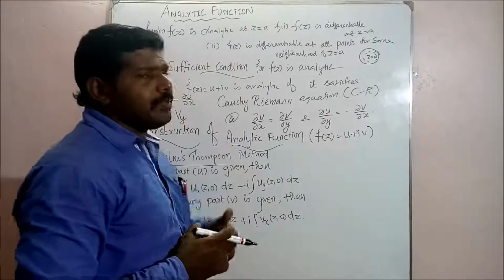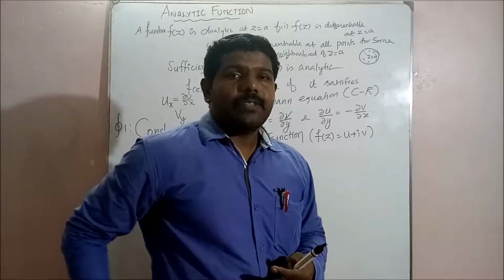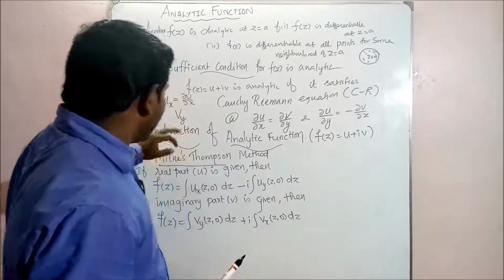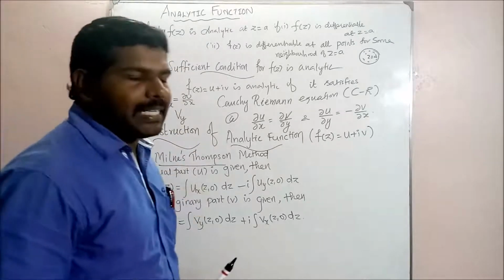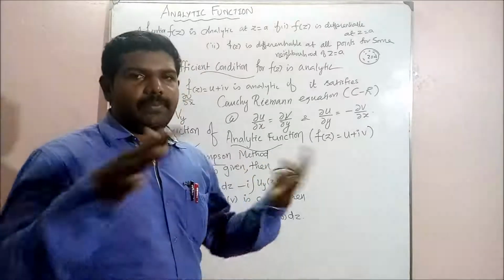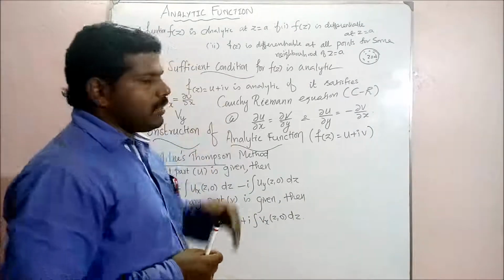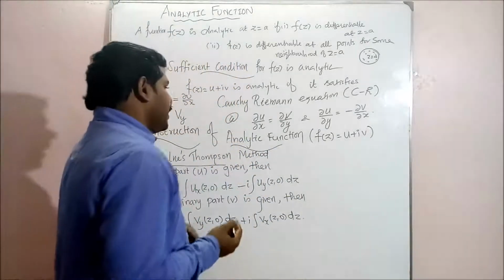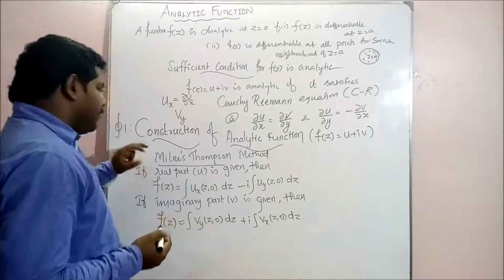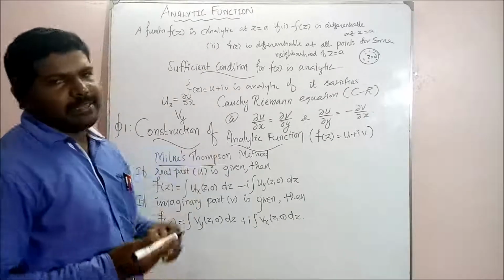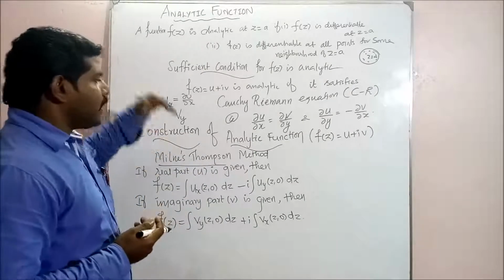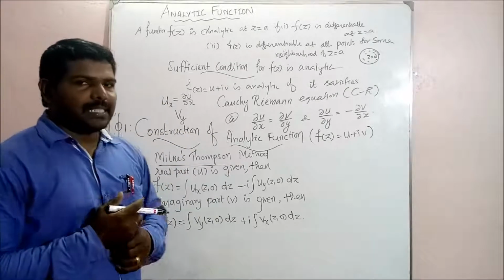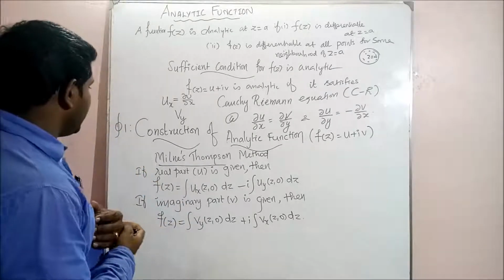In the construction of the analytic function, we expect one 8-mark question for the university examination. Most probably they ask one 8-mark question from this section. ஒரு ordinary-ஆன equationsல இருந்து எப்படி ஒரு analytic function create பண்றது. So we know the important two formulas, the Milne-Thomson method. For constructing the analytic function, the Milne-Thomson formulas help us.